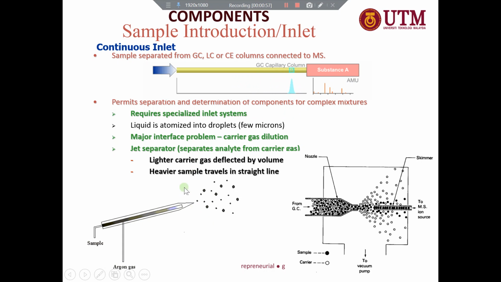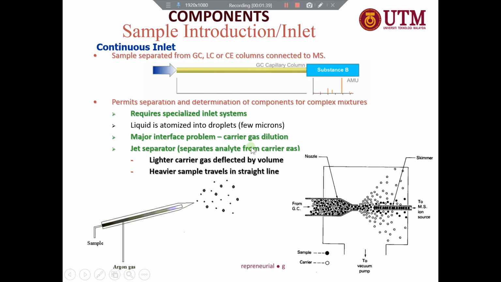Alright, in the continuous inlet, again, it requires a specialized system to atomize the liquid into droplets, especially for capillary electrophoresis and also HPLC. The liquid is atomized into droplets. The major interface problem is carrier gas dilution. Remember, for example in GC, we already have the carrier gas. In HPLC-MS or CE-MS, we also introduce argon gas to vaporize the liquid, to atomize the liquid into droplets. But the major interface problem is carrier gas dilution.